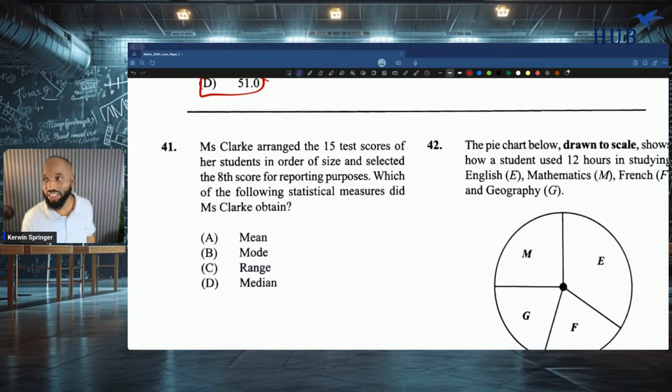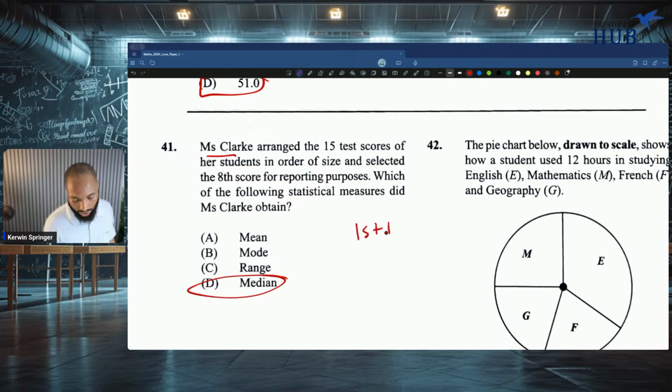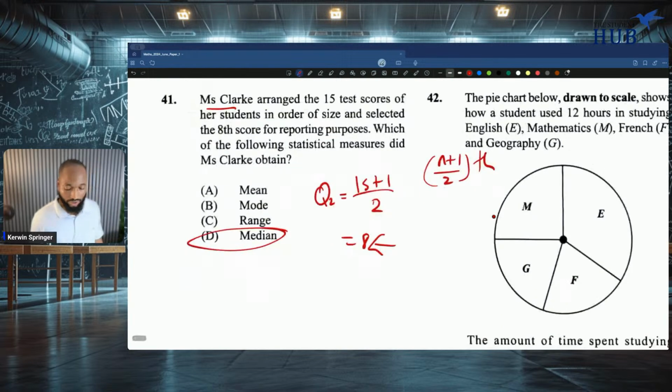The crash course, you have to check the group in a little later. It's in the description. Miss Clark arranged 15 test scores of a student in order of size and selected the 8th score for reporting purpose. Which statistical measure is that? That's the median. The middle of 15 is 8. 15 plus 1 is 16, divided by 2 is 8. That's the median, that's Q2, the second quartile. N plus 1 divided by 2. So anyways, the median.